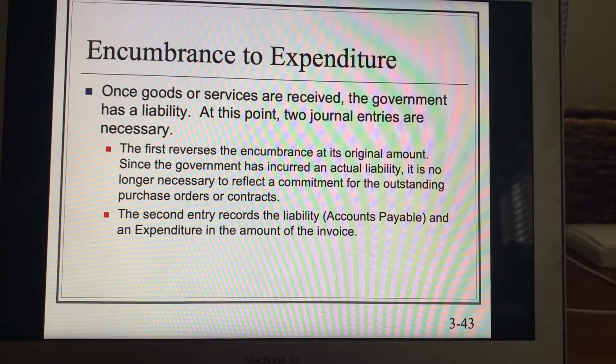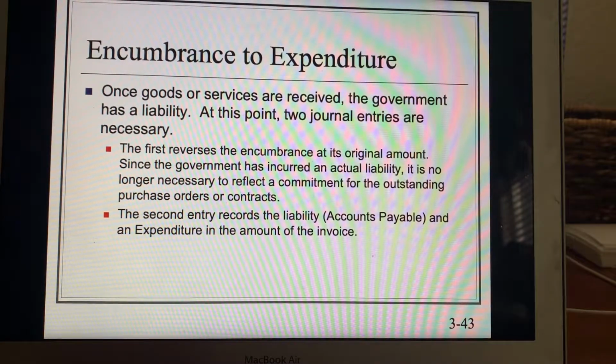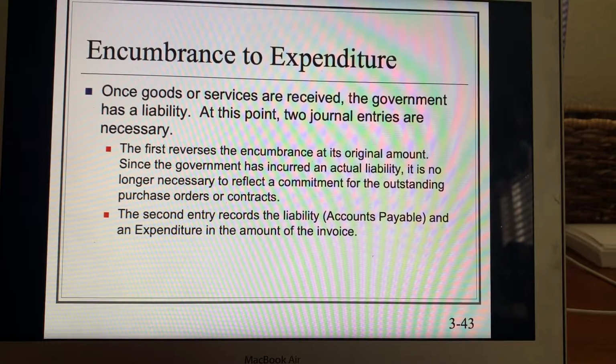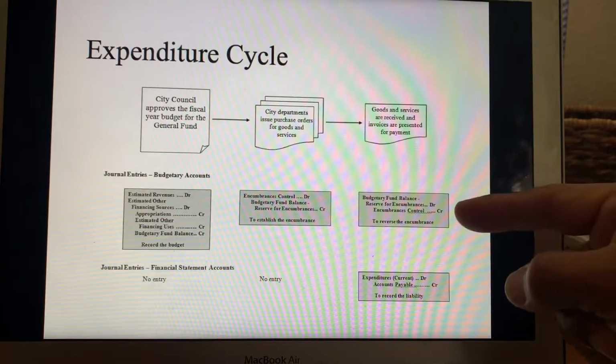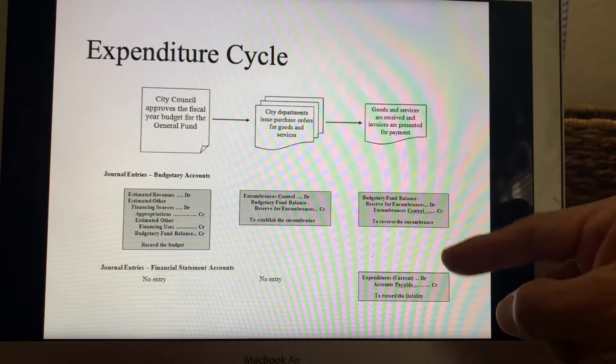Encumbrances to expenditure. Once goods or services are received, the government has a liability. At this point, two journal entries are necessary. The first reverses the encumbrance at its original amount. Since the government has incurred an actual liability, it is no longer necessary to reflect a commitment for the outstanding purchase orders or contracts. The second entry records a liability, account payable, and expenditure in the invoice. So what that looks like, that's this process right here.